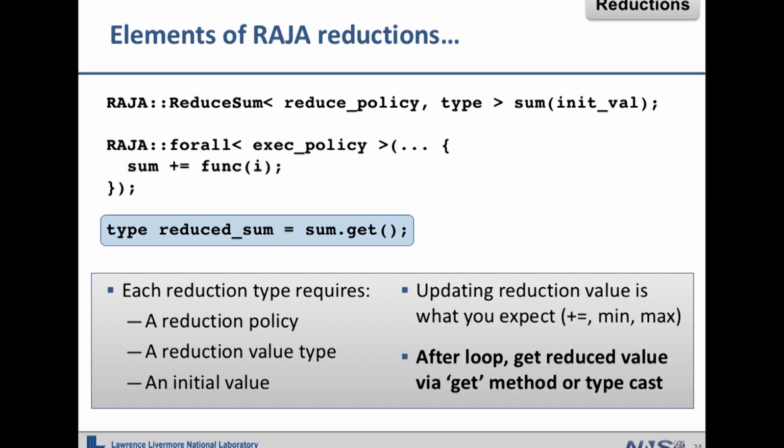The one thing that makes this different from just using your regular type to do the reduction is that after the RAJA forall loop, you call a get method to get the reduced value back from the reduction object. You can also do this if you cast it back to the underlying type of the reduction, just as a kind of sugar thing.